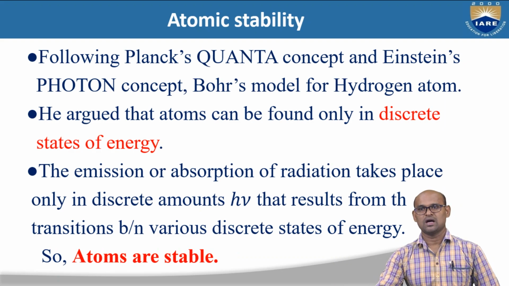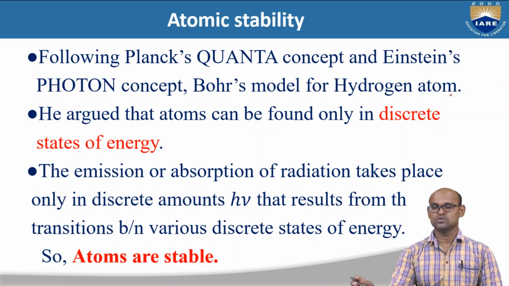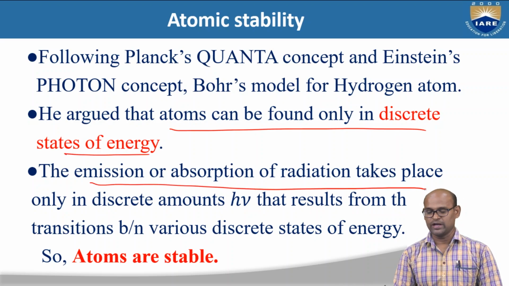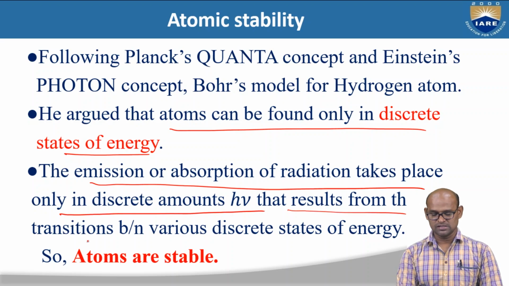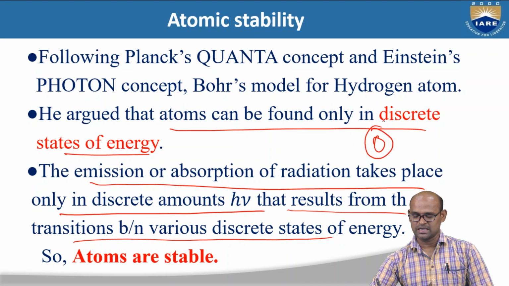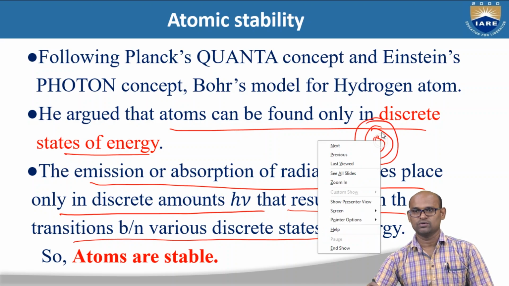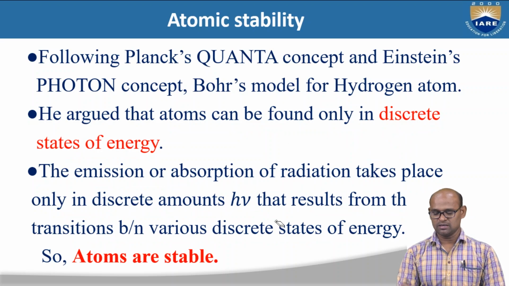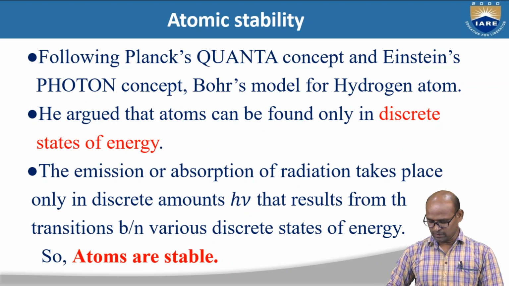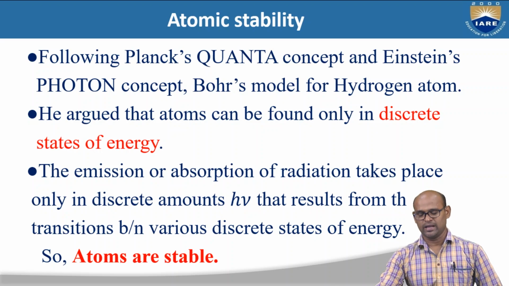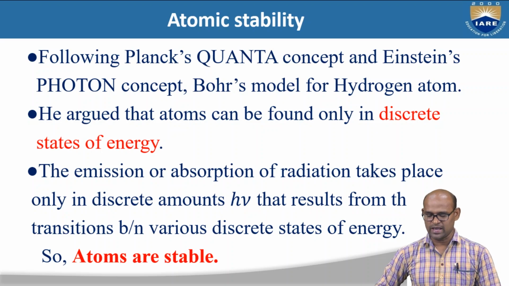Following Planck's quanta concept and Einstein's photon concept, Bohr proposed his model for the hydrogen atom. He argued that atoms can be found only in discrete states of energy. That means emission or absorption of radiation takes place only in discrete amounts h nu, resulting from transitions between various discrete states of energy, and atoms are stable. That is why you have only different orbitals, s and p orbitals, because the energy that can be absorbed by electrons is discrete. Otherwise we would not have any stable orbitals, because electrons could absorb or emit arbitrary amounts of energy and jump from anywhere to any other place. But Bohr postulated that the energy that can be absorbed or emitted is not continuous. It is only in the form of discrete amounts h nu. That is how we can explain why atoms are stable.